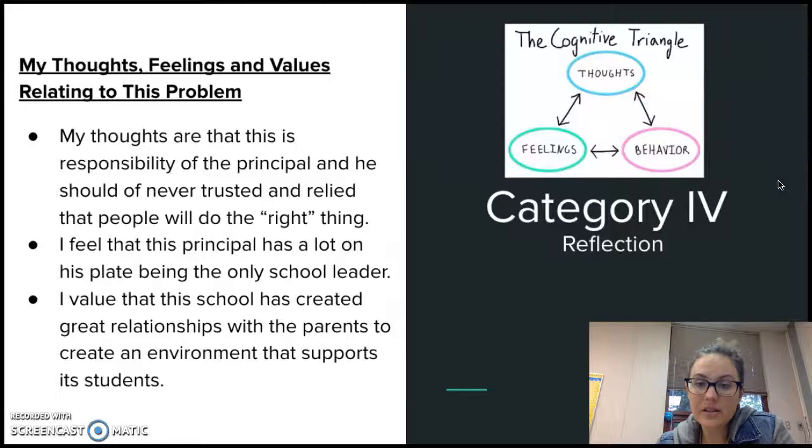He's stretched super thin, so he has to rely on others to help him build the community and make sure that everything's still following through and happening. I value that the school has created great relationships with the parents and that they have created an environment that supports its students, because that is invaluable, and without that, I don't know if they would be able to have some of the things that they have going on.